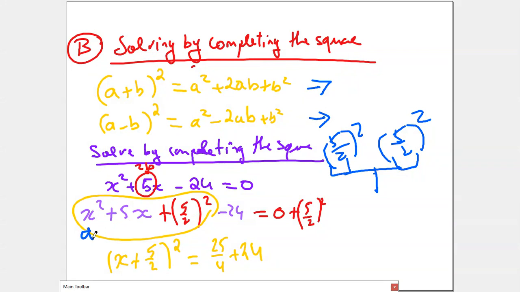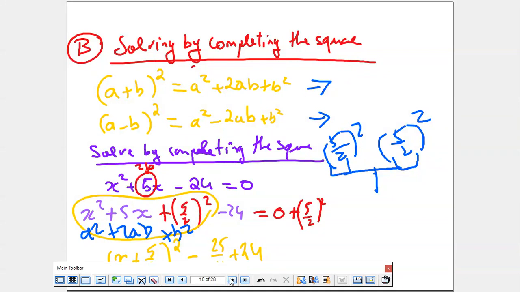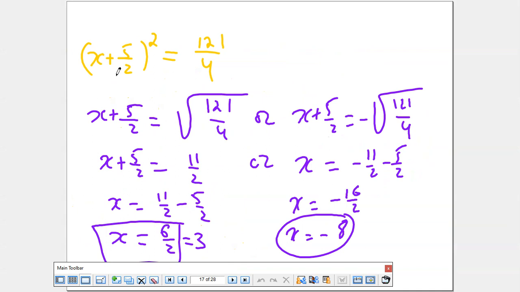So this is a squared plus 2ab plus b squared, and this one gives me (a plus b) squared. I will take minus 24 to the other side, and I will add it to 25 over 4. And now I have (x plus 5 over 2) squared minus 121 over 4.